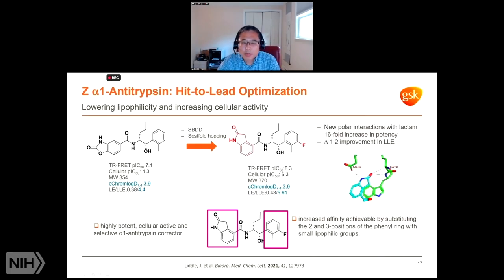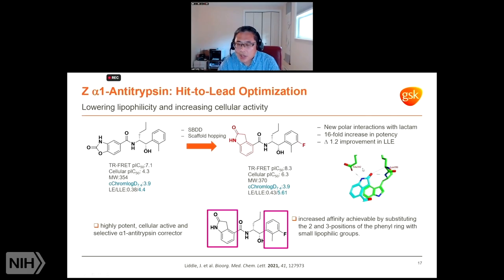Further optimization by modification of this part of the molecule, resulting in this lactam moiety here. Also by moving around this phenol ring, benzene ring, the potency improved a log. You see a log improvement in potency. Also, more importantly, you can see there's a good cellular activity now observed.